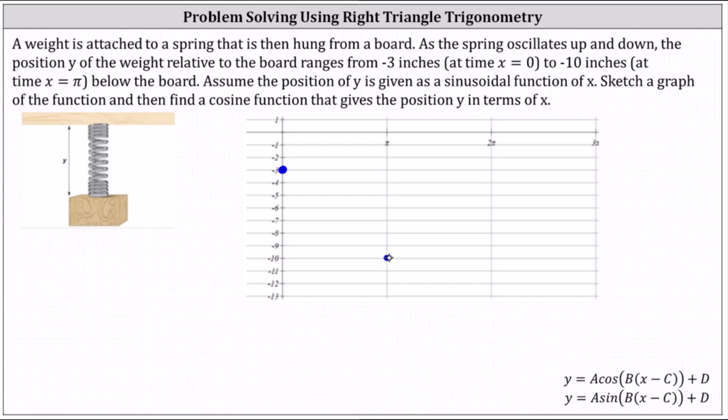We now know the max is y equals -3, and the min is y equals -10. And because the spring is oscillating up and down, we know at 2 pi, the position is y equals -3. At 3 pi, the position is back down at y equals -10. Let's go ahead and sketch the sinusoidal graph that resembles the cosine function.